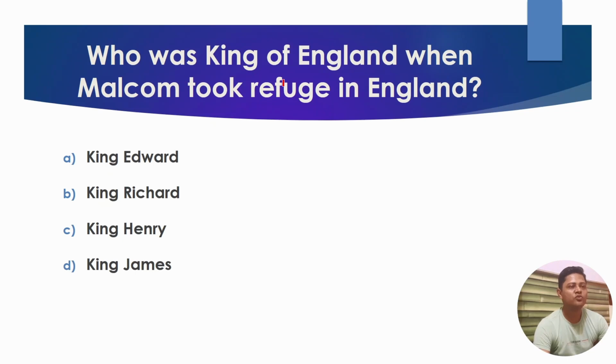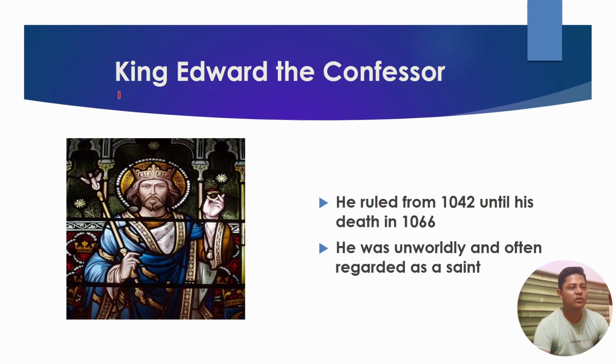Next question is, who was King of England when Malcolm took refuge in England? The correct answer is King Edward. He was also known as King Edward the Confessor. He ruled from 1042 until his death in 1066. After his death, the Norman conquest took place in England.